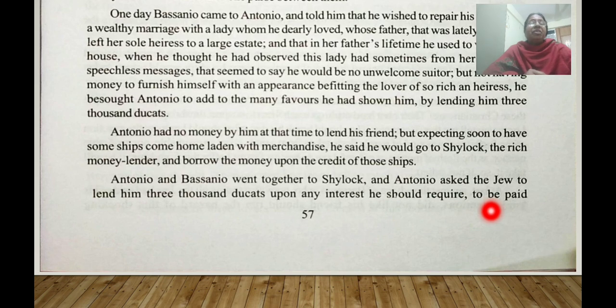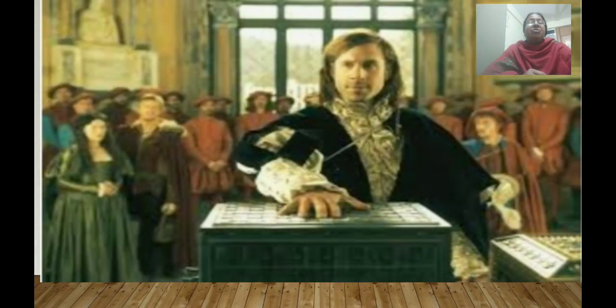Now I leave you with this. So we've completed page 57, and here I leave you with this page. And you see here Bassanio, who is going to woo Portia, whom he loves. Now this is fair Portia, the beautiful girl, the rich heiress.